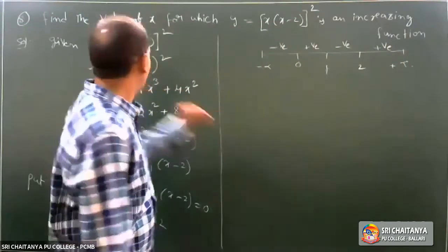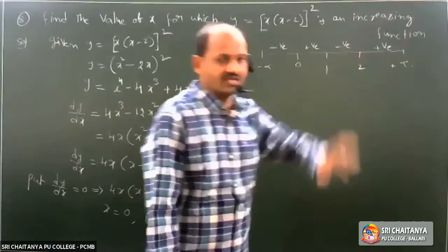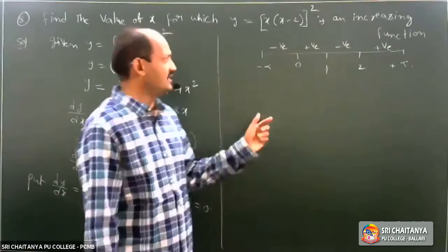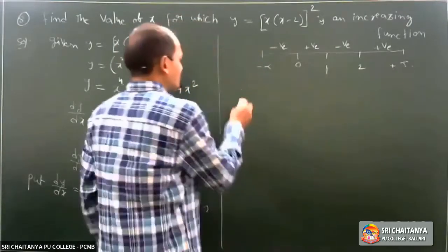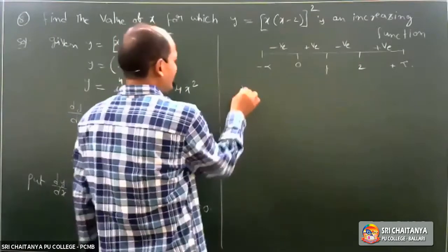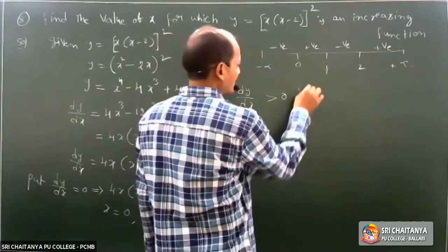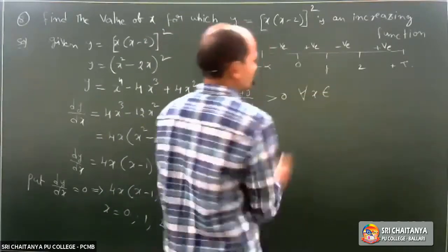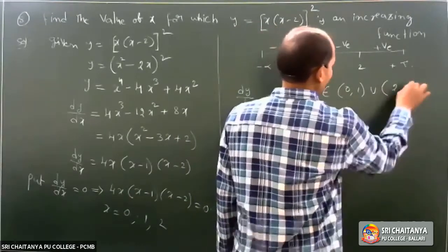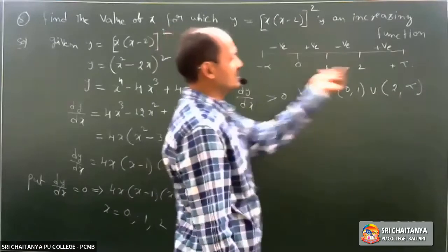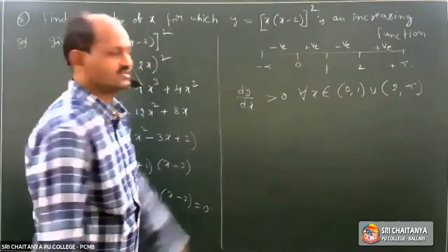Here we need to find the value of x for which the function is increasing. In which intervals is the function increasing? 0 to 1 and 2 to infinity. So dy by dx is greater than 0 for all x belongs to 0 to 1 union 2 to infinity. In this interval the function is increasing.